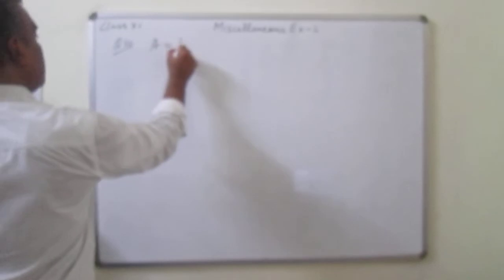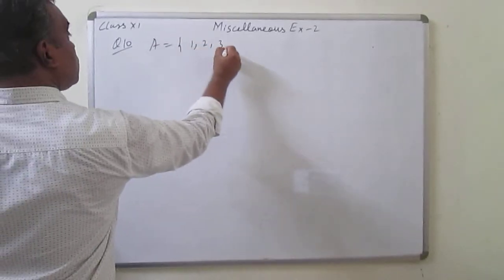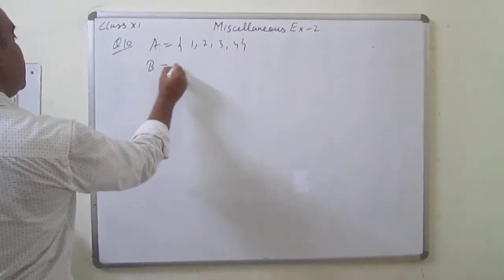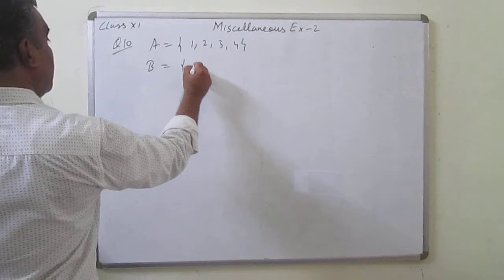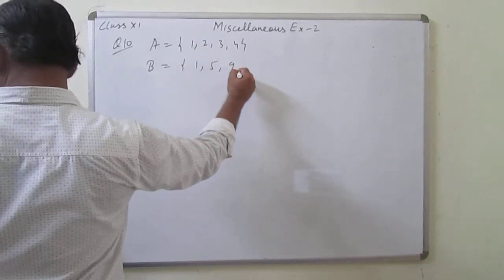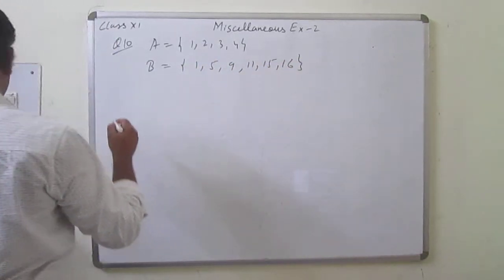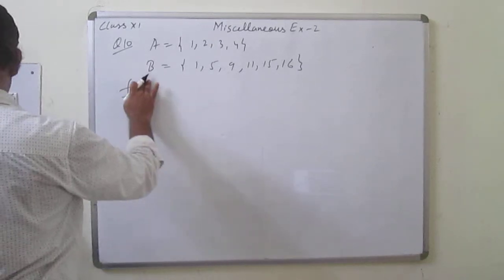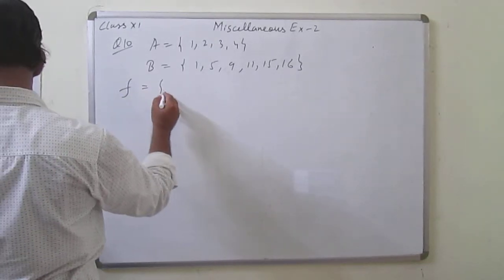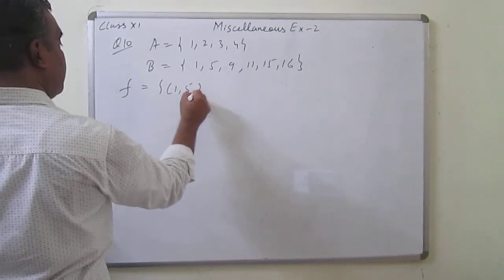Question 10. Let R be a relation. Question number 10. A is given as {1, 2, 3, 4} and B is given as {1, 5, 9, 11, 15, 16}. F is a relation given as {(1,5), (2,9), (3,1), (4,5), (2,11)}.